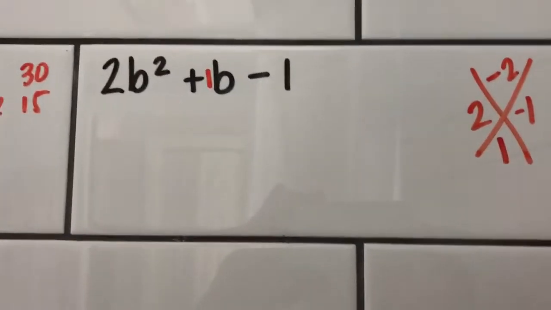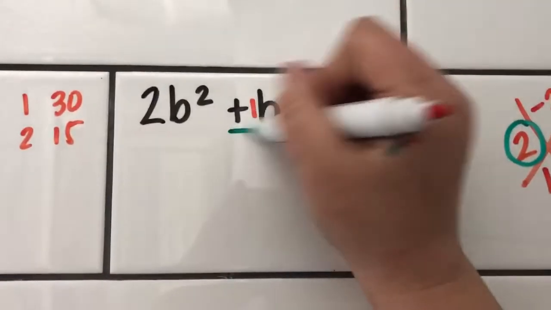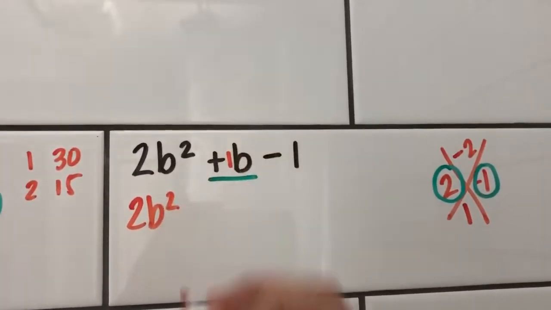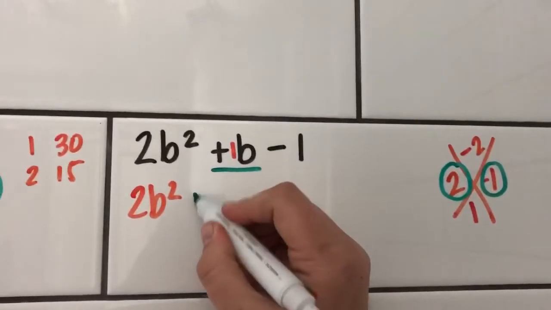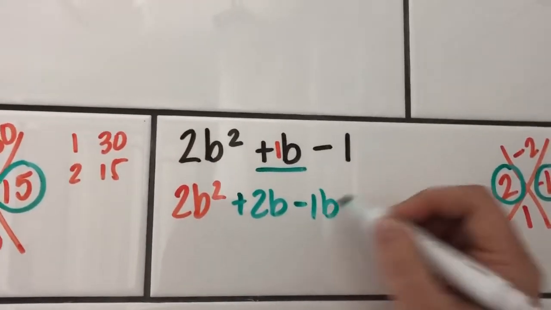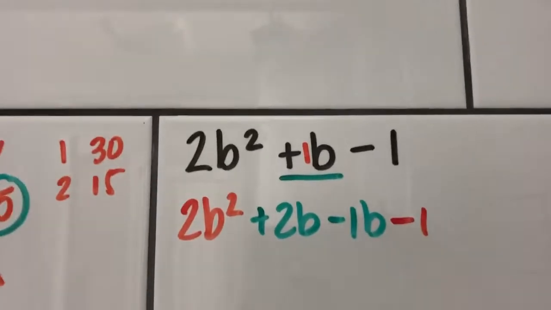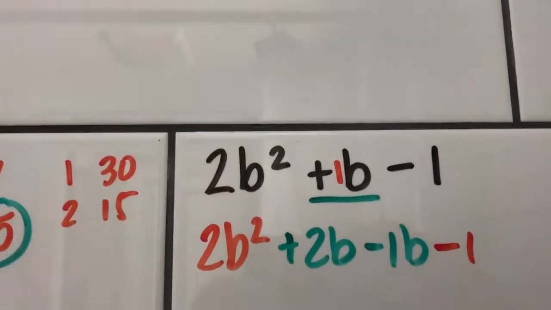So I'm going to rewrite at this point. And I'm rewriting using these 2 terms instead of 1b. So I'm going to rewrite 2b squared. I'm not writing 1b. I'm going to write plus 2b minus 1b. And I carry on with my minus 1 at the end, my constant. So here I notice that 2 minus 1 does equal 1, so I did that correctly.